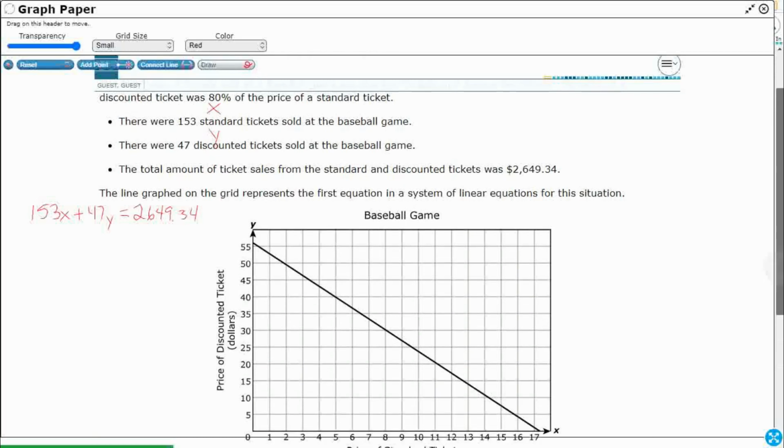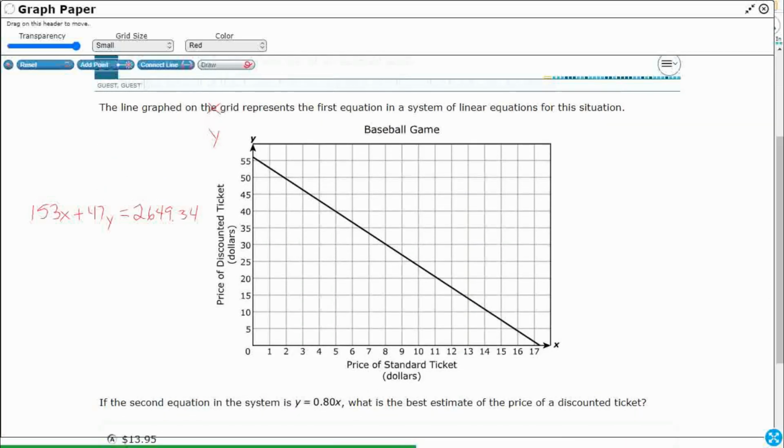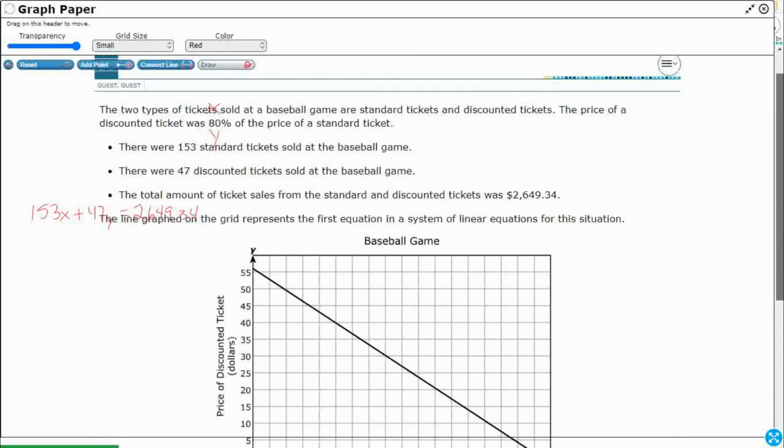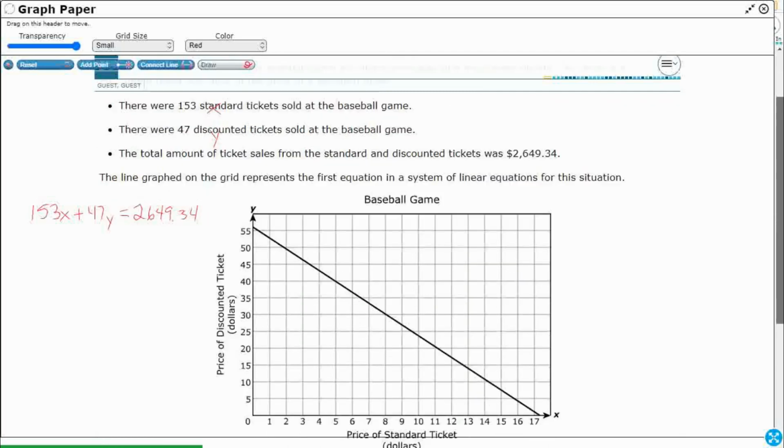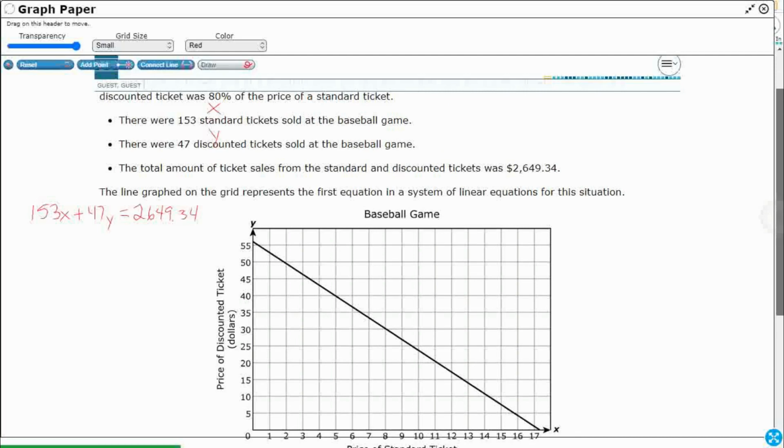We need another equation in our system of equations, and thankfully, they give it to us right down here at the bottom, that y equals 0.80x, because it says at the very top that our discounted tickets are 80% of the standard ticket. So if our standard ticket is going to be the x, then it gives us this y equals 0.80x. All right. So there's a few different ways we can solve that.